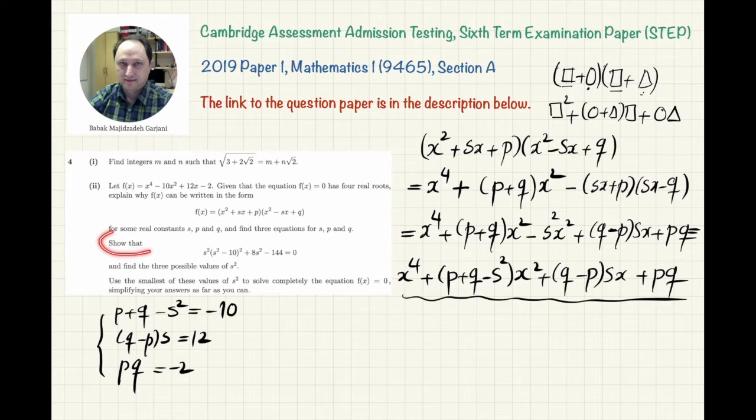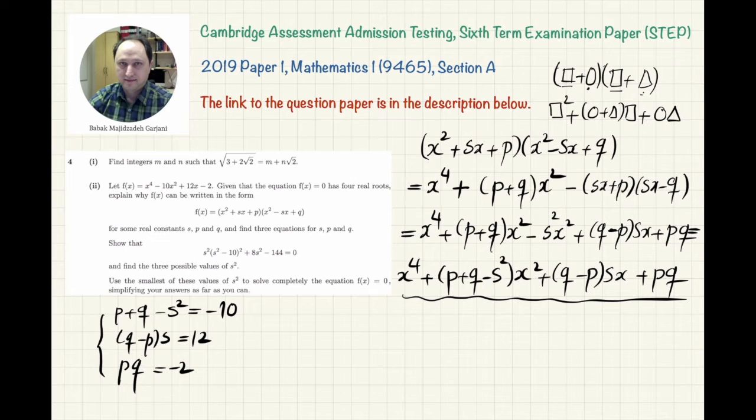And then I am supposed to show that this relation holds for s. So in this system of equations, I need to find a relation independent of p and q, because the relation that I am going to prove involves only s. So I need to get rid of p and q in some way.